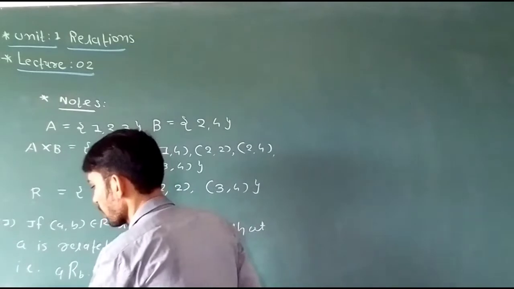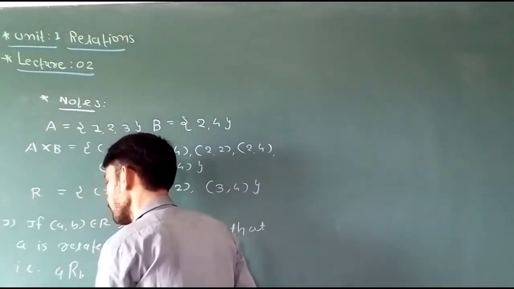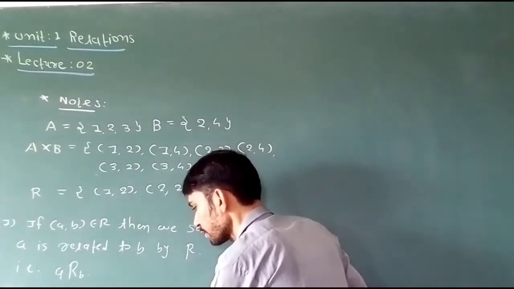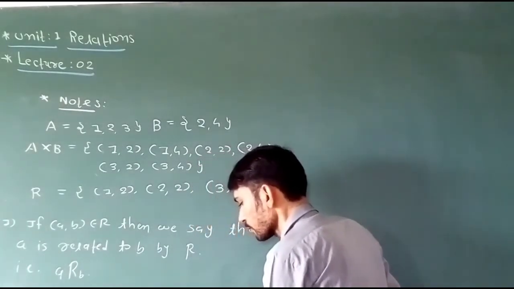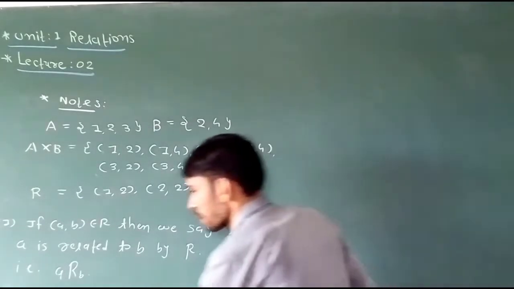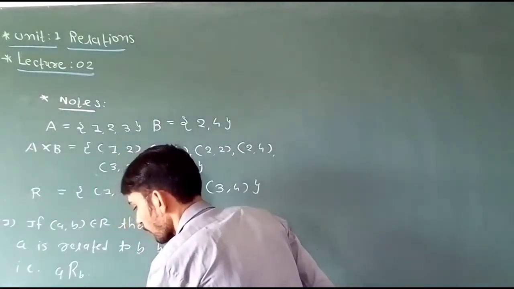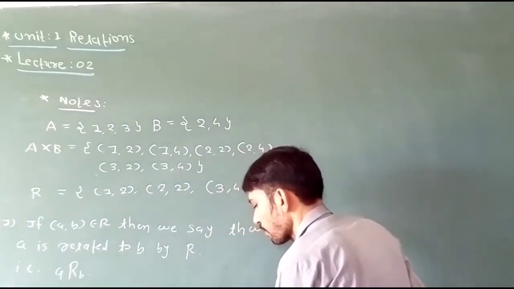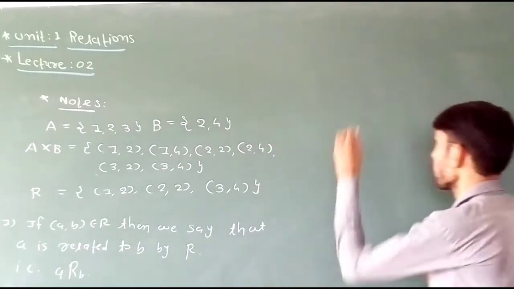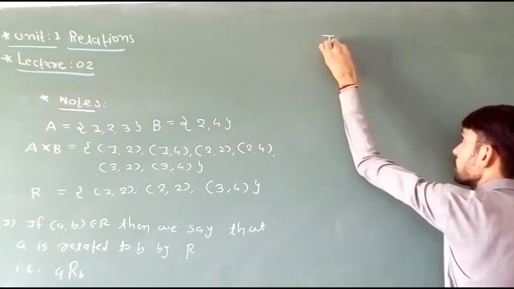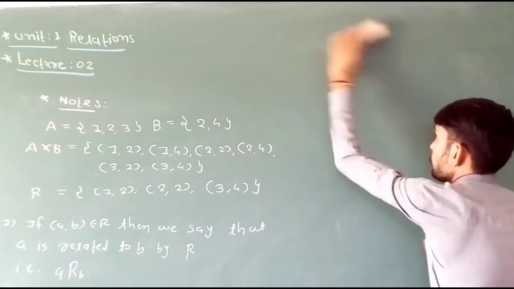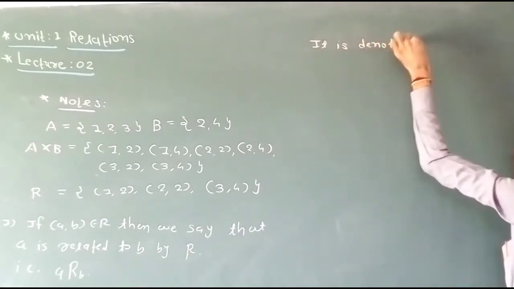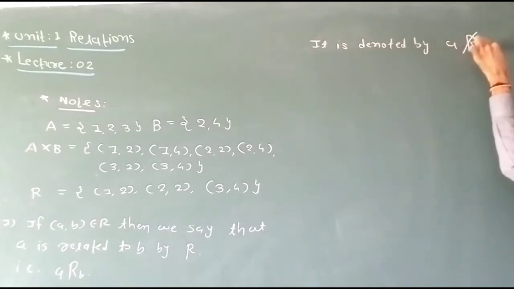Similarly, now we write the second note. If the pair (a,b) does not belong in relation R, then we say that a is not related to b by relation R. It is denoted by the notation a not related to b.